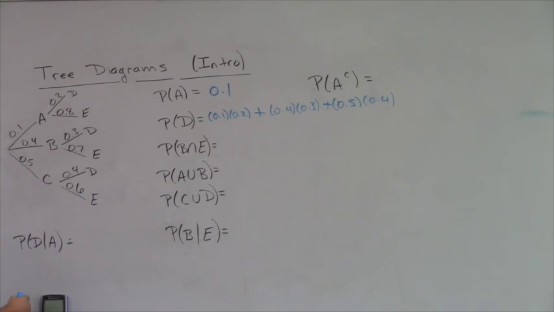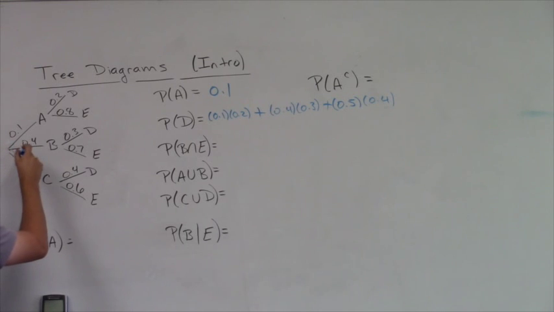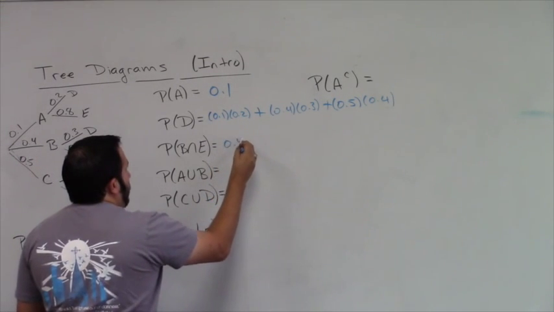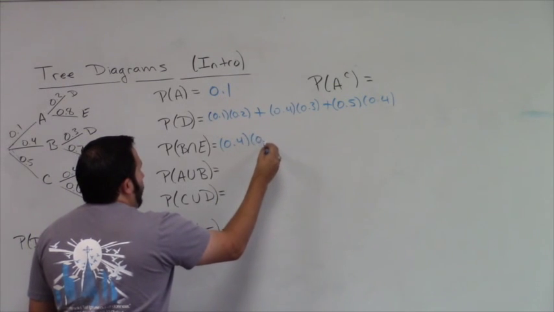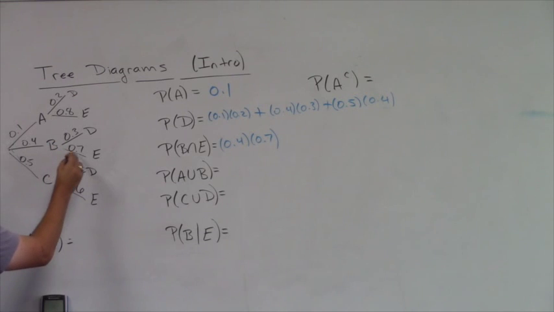Now let's talk about the next one, the probability of B intersect E. Whenever you have the intersect of anything, all you're going to do is multiply across, period. So for the probability of B intersect E, you just multiply across the B and the E. So B is 0.4 times 0.7, period. Remember, with the intersect, you just multiply across the B and then to its E, so 0.4 times 0.7.